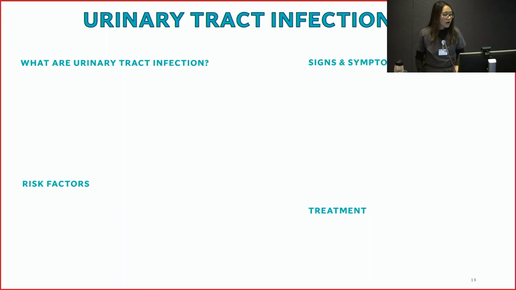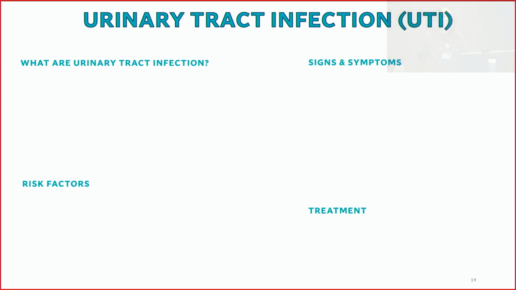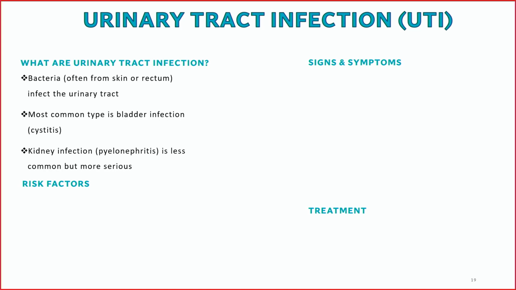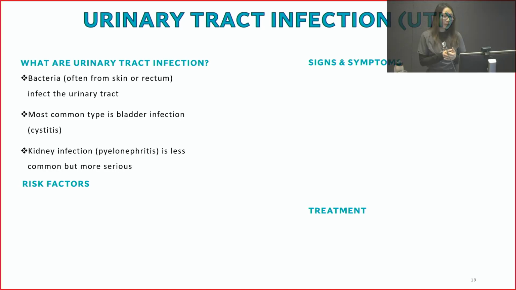So the last one is a very common infection in an older adult, is urinary tract infection, or UTI. So this happens when the bacteria, either from your skin or your rectum, infect the urinary tract. Now, the urinary tract has multiple parts, and it could infect any spot of your urinary tract. But the most common one is your bladder infection, which we call cystitis.